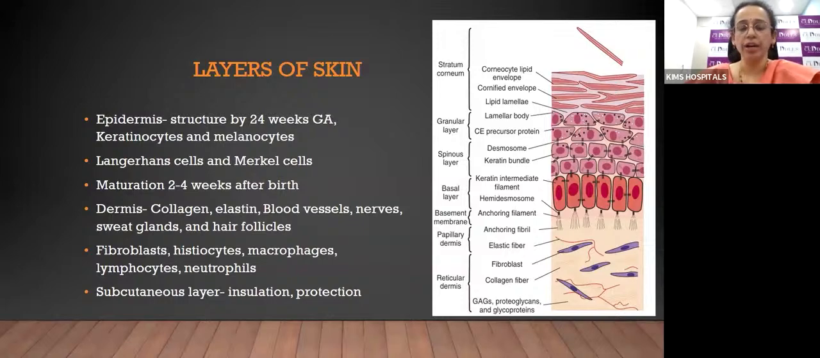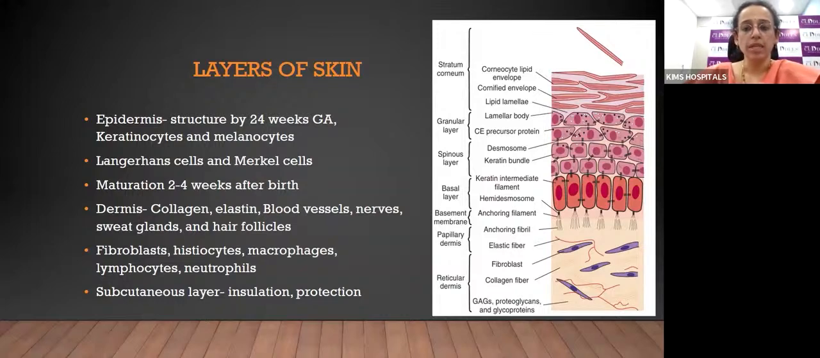The epidermis is divided into different layers like stratum corneum, granular layer, spinous layer and basal layer. The premature baby has a lesser number of stratum corneum and granular layers. As the baby matures, the number and thickness of the layers increases. The stratum corneum is the layer on which we apply the adhesives, temperature probes and such things, which is more prone to friction and denudement also.